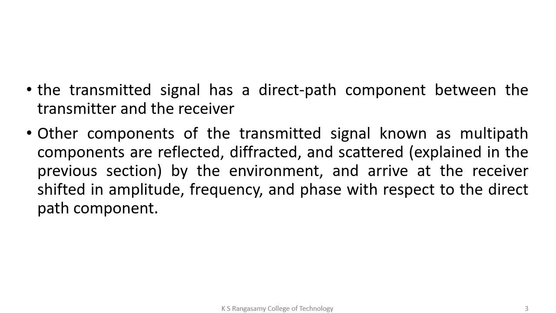The transmitted signal has a direct path component between the transmitter and the receiver, that is, the direct path between the transmitter and the receiver. The other components of the transmitted signal are multipath. So, direct path and multipath components. In the multipath, the signal may be reflected, diffracted, or scattered. The signal from source to destination will reflect, diffract, and scatter before reaching the receiver.